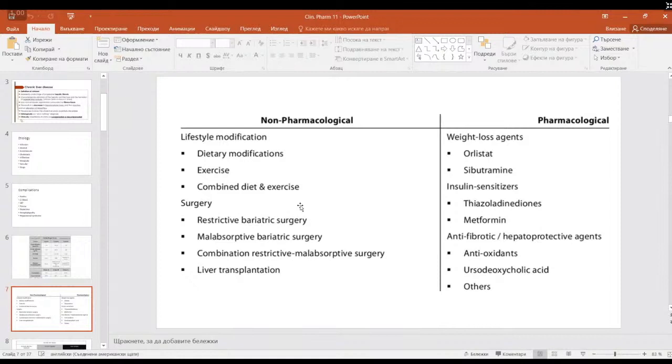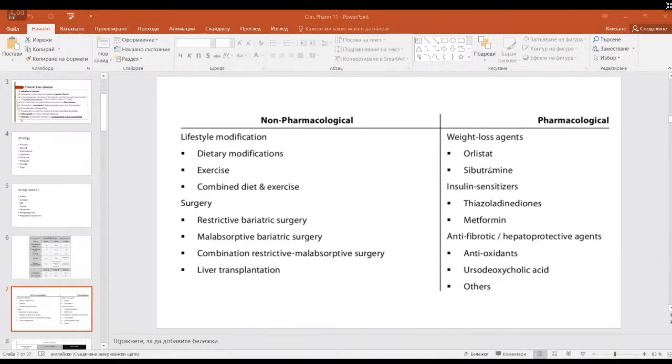But the definitive intervention and the definitive therapy is actually getting liver transplantation. However, this is not something that is very easy. In some countries, there is a very long waiting list, including Bulgaria. So it's not something that is easily achievable, unfortunately.